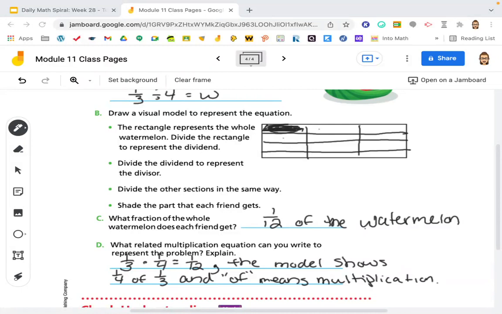And that is all for today's lesson. Hopefully now you are able to divide a whole number by a unit fraction or a unit fraction by a whole number using a related multiplication equation. And remember, in order to be a math person, all you have to do is be a person and do math.